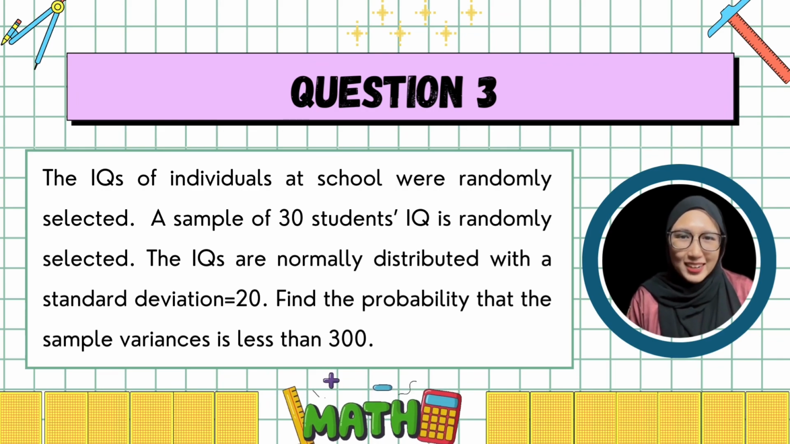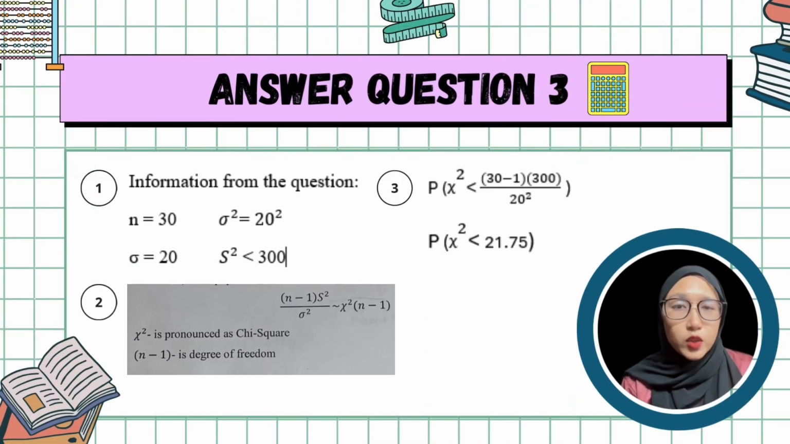So let's solve together. The solution for this question is, based on the question given, the first step you need to do is identify the important information in the question, which is the given sample of students selected is equal to 30. The standard deviation here is equal to 20. As we know, the standard deviation is the square root of variance. So the variance here is 20 squared. Then the sample variance given is less than 300.